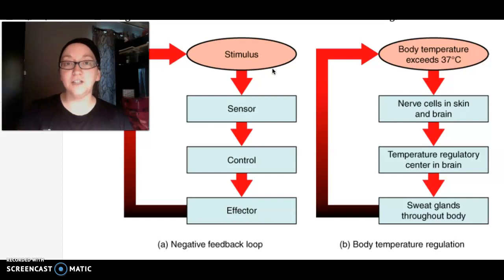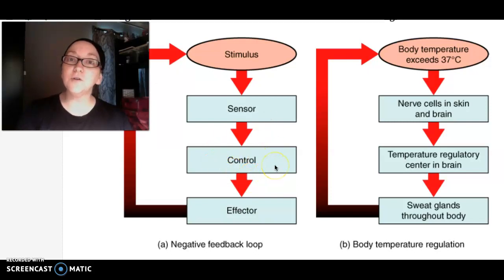Something has changed. That might be in the internal environment or in the external environment, but something has changed for the body. Now, to know that it has changed, that has to be measured. That has to be detected. So that's where the sensor comes in. We also say a receptor right here. So either word is fine in this box, depending on what book you're looking at. A sensor or receptor measures. That's its primary function, to measure the value of whatever it is that we are currently looking at.